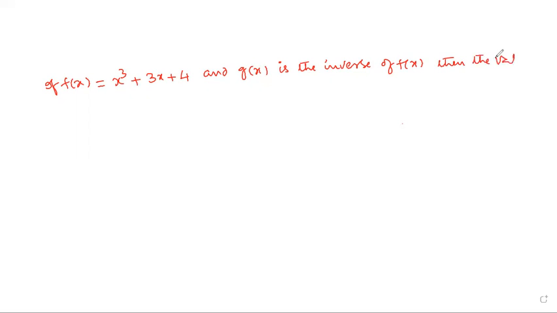If f of x is equal to x cube plus 3x plus 4 and g of x is the inverse of f of x, then the value of the derivative of g of x, g dash of x, at x is equal to 4 is. This is the given problem.